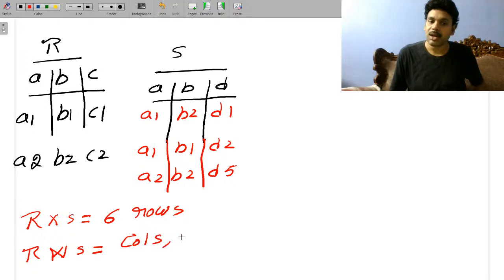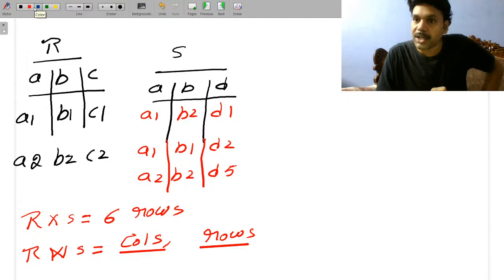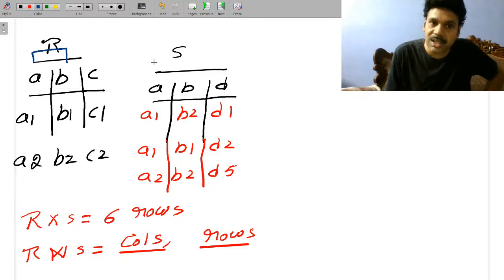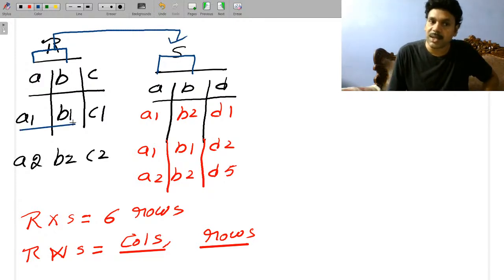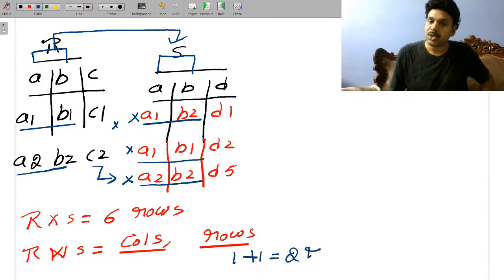How many columns? How many rows? This is a very important representation, friends. Understand carefully. Natural join always looks for common attributes, as many as they are between R and S. It's a mandatory condition. Therefore, here your common attributes are AB. Therefore, mapping is going to happen between these two. You see that A1 B1 combination, A1 B1 combination, so you will get one row. And one more, A1 B1 cannot map to A1 B2, A1 B1 cannot map to A2 B2. It's gone. Come to next combination. A2 B2 cannot map to this, cannot map to this, but it can map. Therefore, 1 plus 1, that is equal to 2 rows you are going to get.